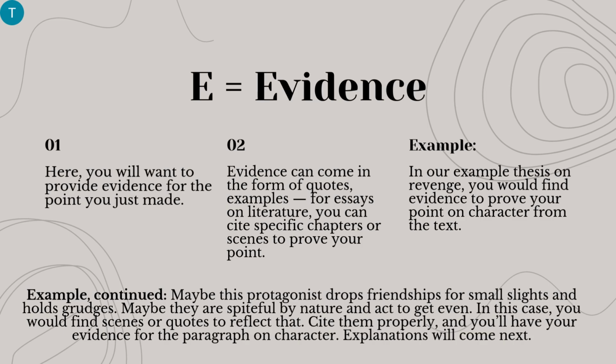And going back to the example we just used on revenge, you would find evidence to prove your point on character from the text. Maybe the protagonist drops friendships for small slights and holds grudges. Maybe they're spiteful by nature and act to get even. In this case, you would find scenes or quotes to reflect that. You cite them properly and you'll have your evidence for the paragraph on character. Afterward, you'll explain through analysis, which we'll cover next.